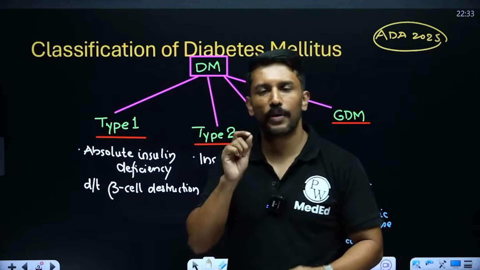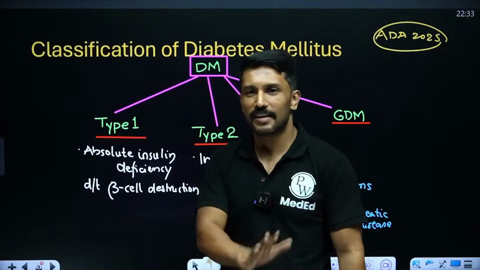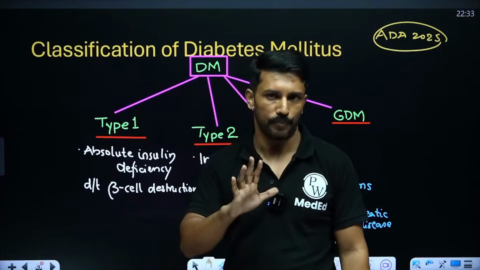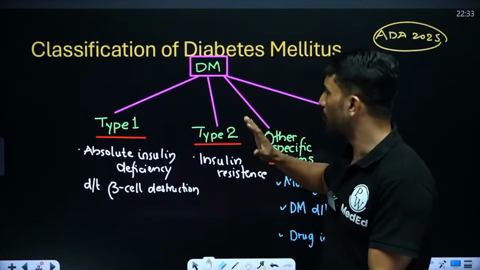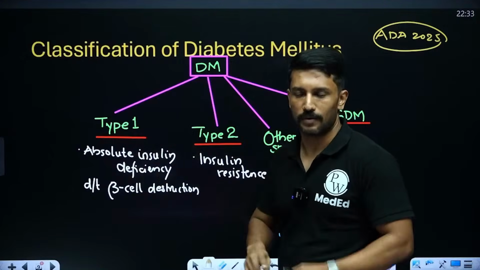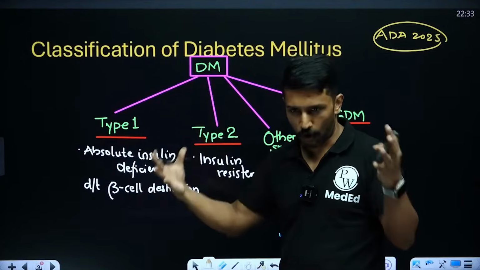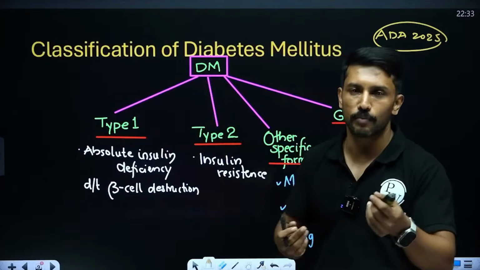But can I pinpoint and say that this one particular mutation is responsible for type 1? No. Can I pinpoint and say that this one particular mutation is responsible for type 2? No. These are all multifactorial. Environment, genetics, again, multiple genetic factors all come together to give you type 1 or type 2 diabetes mellitus.